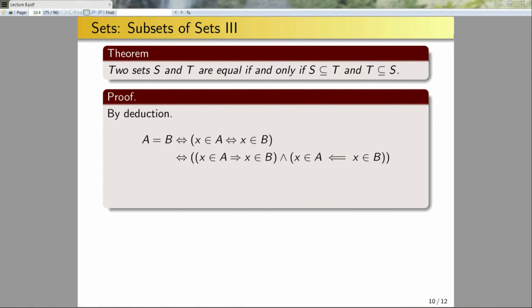Now the next thing I need to really do is try to tie these statements in parentheses somehow to these statements. Well, whenever X is an element of A, if that implies that X is an element of B, this is the statement that A is a subset of B. If on the other hand, whenever X is an element of B, that implies X is an element of A, that's the definition of B being a subset of A. Thus, this statement here is equivalent to the statement that A is a subset of B and B is a subset of A, which is what I wanted to prove.